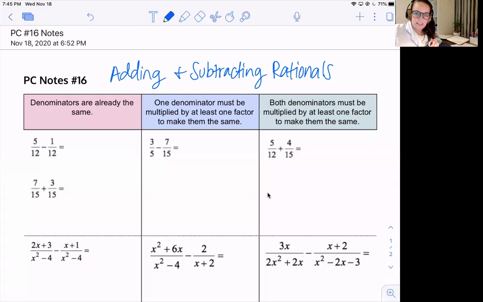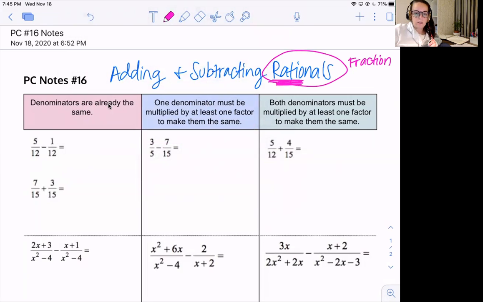Hi Pre-Calculus. Today we're jumping into adding and subtracting rationals. So you guys know what adding and subtracting means, but if you're thinking about the word rational, they really just mean fraction. It has the word ratio in it, which means a comparison. A fraction is a comparison. So there are three sort of situations.